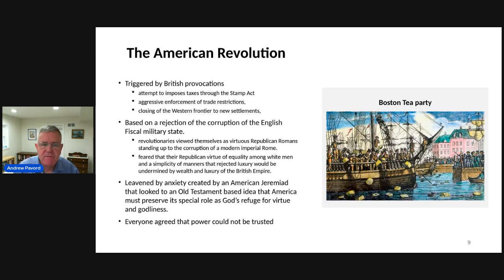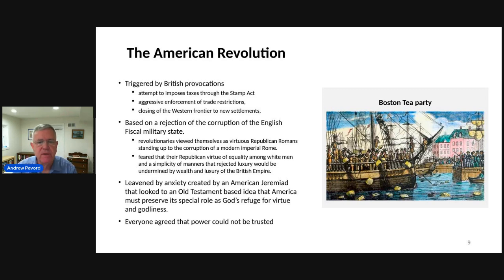And again, it was leavened by the anxiety of an American Jeremiah that looked to an Old Testament-based idea that America must preserve its special role as God's refuge for virtue and godliness. But every American agreed that power could not be trusted and that the English King George's attempts to exert power over the Americans must be rejected.